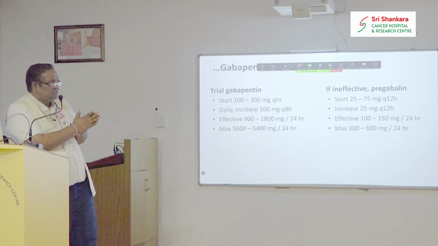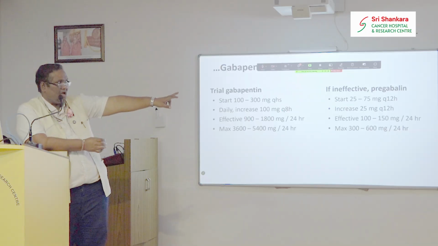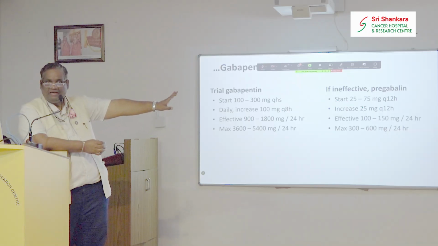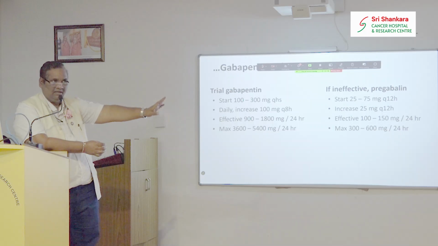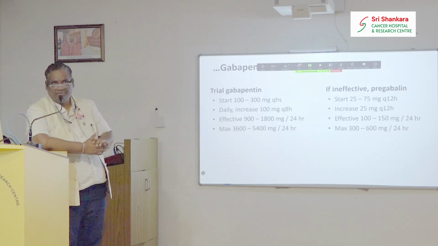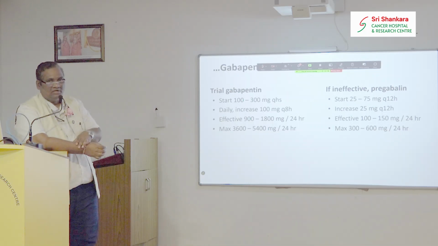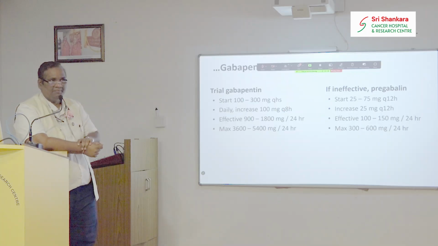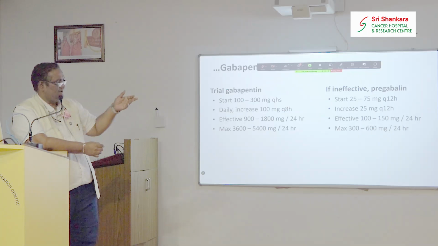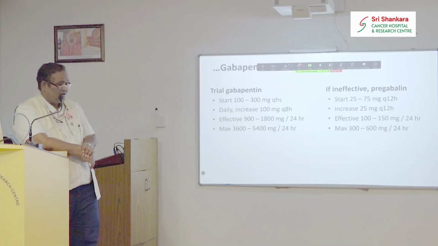This is how I usually start it. Though I have stated 25 milligrams, pregabalin is not available in our country as a 25 milligram preparation. But where we used to work in Singapore, a 25 milligram preparation was available, and we used to start that way. But gabapentin we usually started at 100 milligrams.